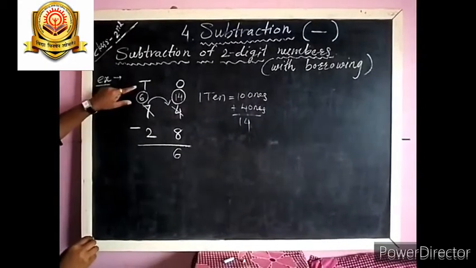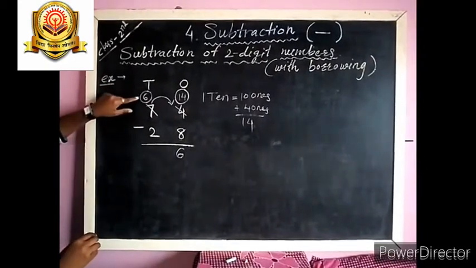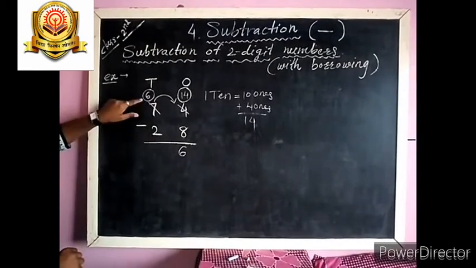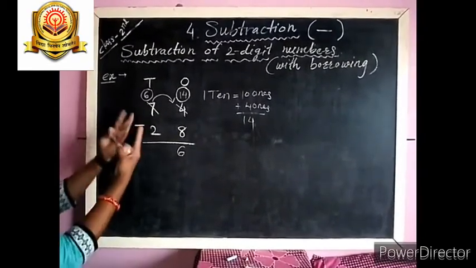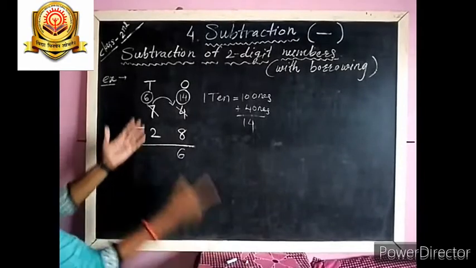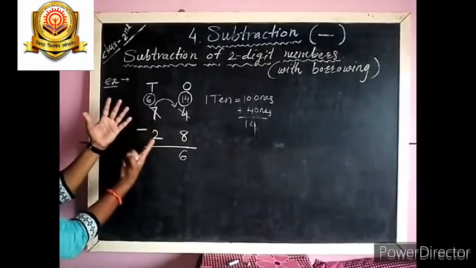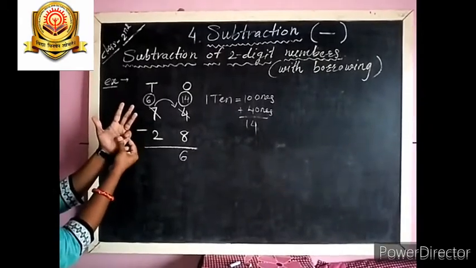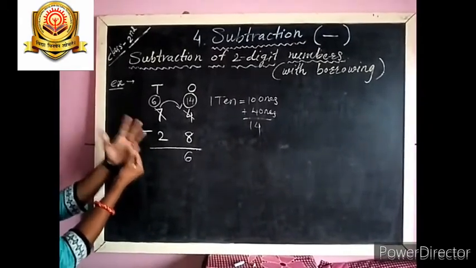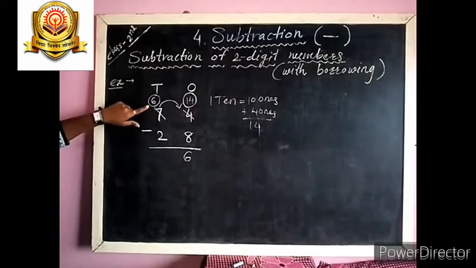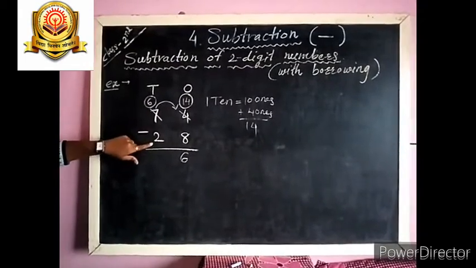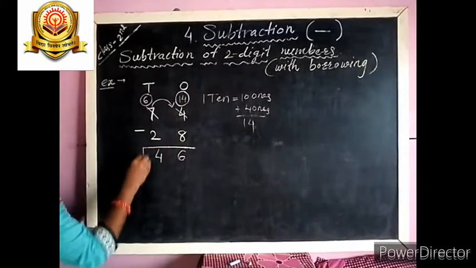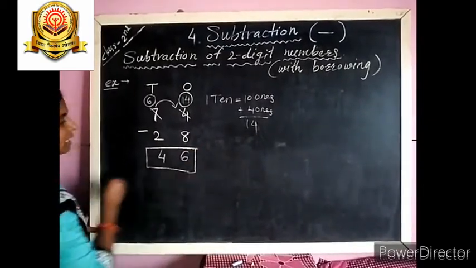Now subtract the tens column. 6 tens minus 2 tens. Then 6 minus 2. So take 6 fingers and remove this 2. 1, 2. How many fingers remaining? 4 fingers. So 6 tens minus 2 tens equals 4. So our answer is 46.